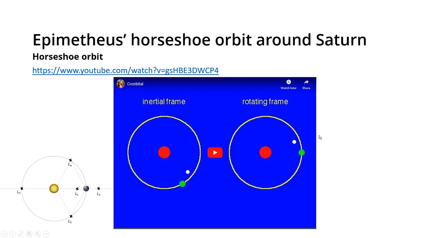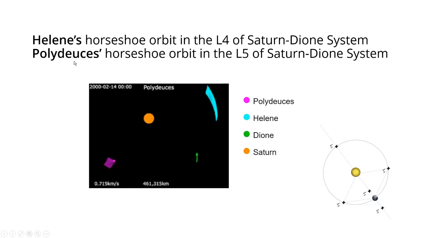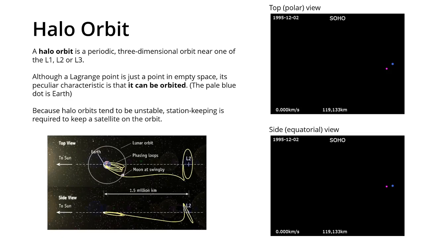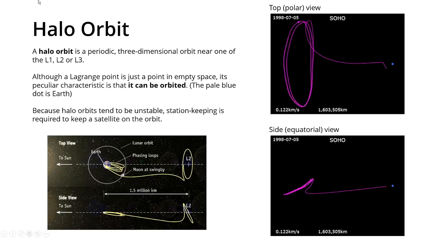This one, Polydeuces, and Helene is another. So these are natural happenings. Now, because it happens naturally and looks stable, it stays there for a long time, why don't we send our spacecraft to one of these Lagrange points and do similar things? Why don't we send a spacecraft so that it can be our Polydeuces? Why don't we send a spacecraft around Earth so that it can orbit the Earth in the same way Cruithne does, or Helene? Okay? Yes, there is one case.